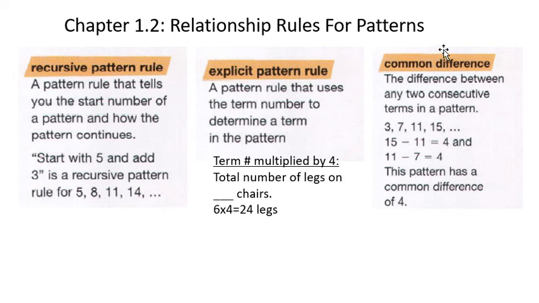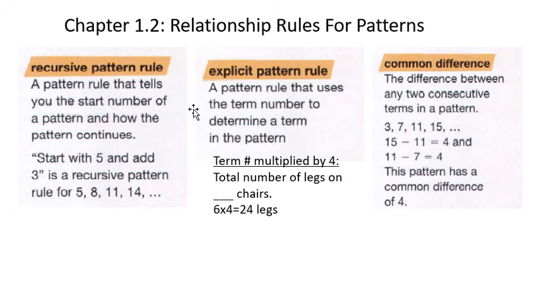The last term I'm going to be defining for you today is common difference. The common difference is the difference between any two consecutive terms in a pattern. Consecutive means one after the other. So 3, 7, 11, and 15 are in order. In this case, 15 minus 11 is 4. 11 minus 7 is 4. The difference of 7 and 3, 7 minus 3, is 4. So we can see here that the common difference or pattern is add 4 every time.